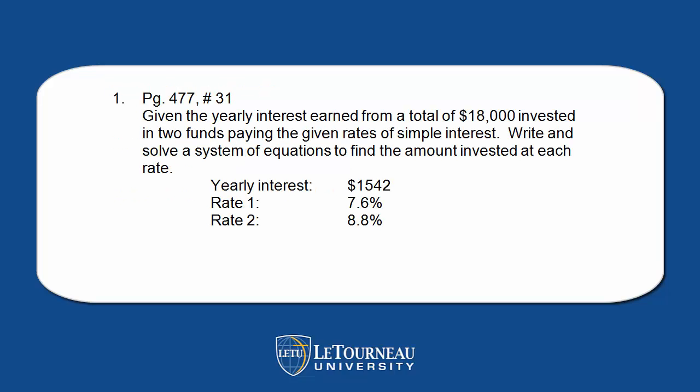The first one, we have a yearly interest earned from a total of $18,000 invested in two funds. Notice down below, we earned $1,542 this year. One of the rates was 7.6, the other was 8.8. How much do we have invested at each rate? This is going to be most easily done with a system of equations.